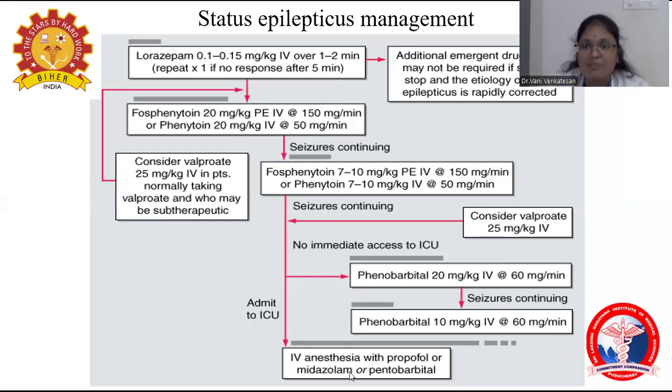Status epilepticus can be asked as a short note. It is a very important NEET question. It is a very important viva question. So you should know the flowchart. We basically start with lorazepam IV, followed by diazepam IV, followed by fosphenytoin IV, followed by phenytoin IV, followed by phenobarbital IV, followed by the IV anesthesia, that is midazolam, propofol, or phenobarbital. So when the patient is not responding to phenobarbital, we will shift the patient to ICU. Then you'll sedate the patient with an anesthetic agent and you'll keep him under surveillance.